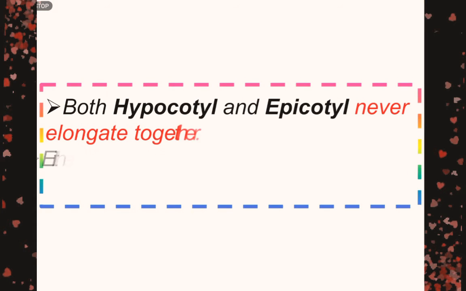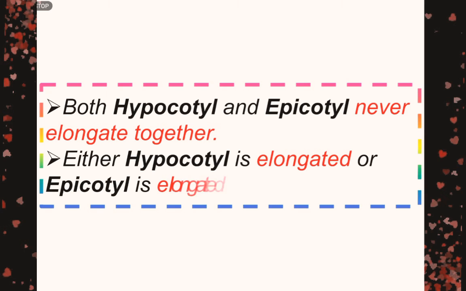Remember, both hypocotyl and epicotyl never elongate together. Either the hypocotyl is elongated or the epicotyl is elongated. Now let's see what happens if one of them is elongated.